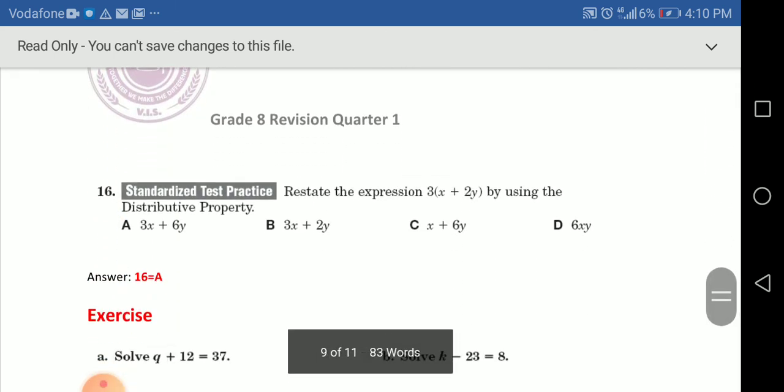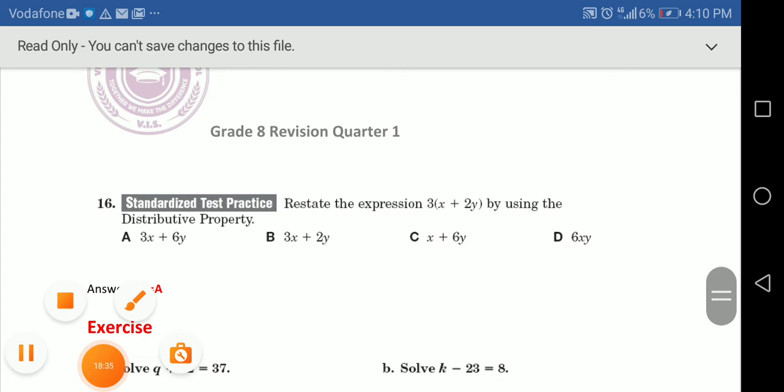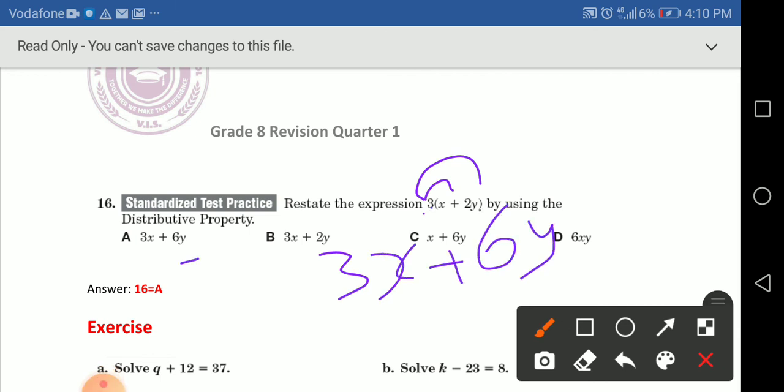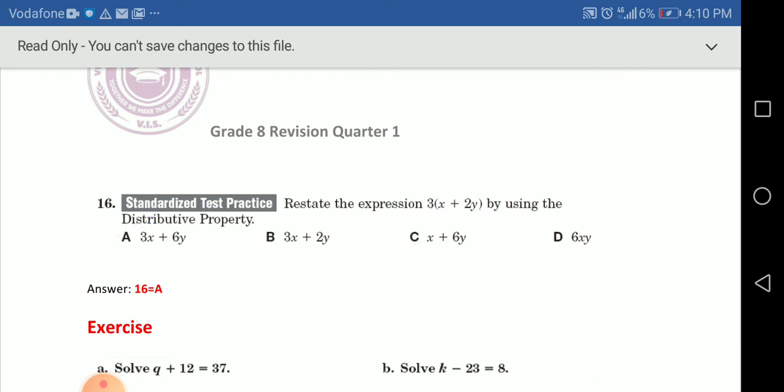Let's move to this one. Restate the expression. We have 3 times the quantity x plus 2y, and by using the distributive property we have 3 times x, then 3 times 2y. 3 times x gives me 3x. 3 times 2y gives me 6y. Right? So I'm going to choose number A.